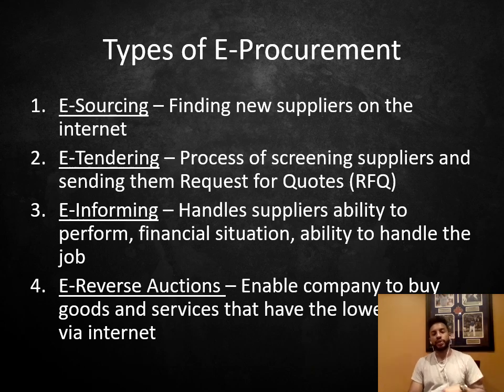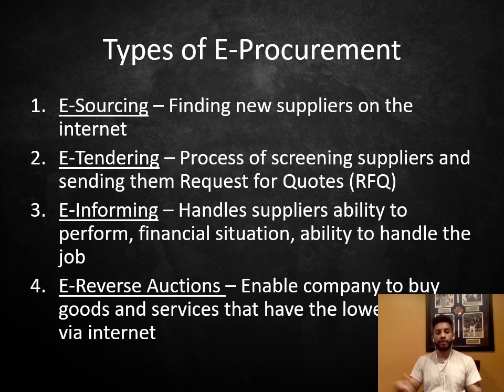Types of eProcurement. E-sourcing. E-sourcing means finding new suppliers. We talked about this last week. When you source something, you find new suppliers. E-tendering. That's what I just talked about. Process of screening suppliers and sending them requests for quotes. RFQ means request for quotes. That's what the big general contractors do.